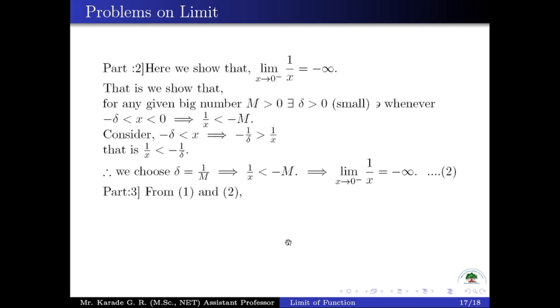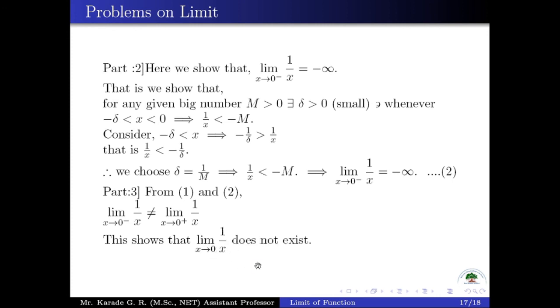So in the third part, from 1 and 2, we observe that the left hand limit of function 1 upon x and the right hand limit of function 1 upon x are not the same. Therefore this shows that the limit of 1 upon x as x tends to 0 does not exist.